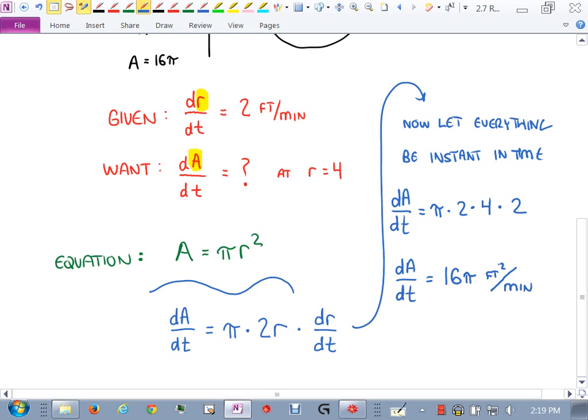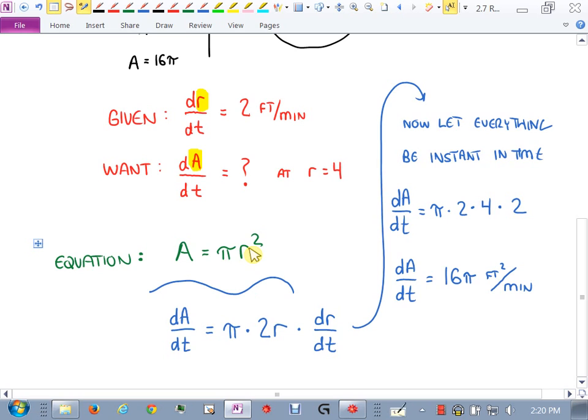Also, something to point out. What would have happened had you got all gung-ho and plugged in your 4 right here before you took the derivative? You would have had area equals 16 pi, and then you would have taken the derivative of both sides. You would have had dA/dt equals what? Pi times 16? That's a constant, right? What's the derivative of a constant? 0. So you would have had dA/dt equals 0. Why?